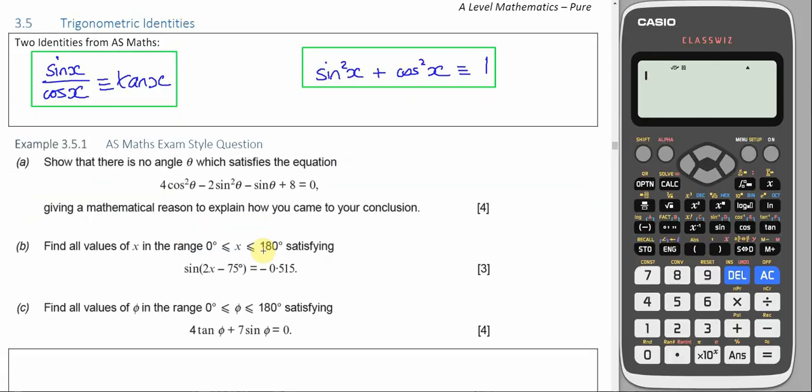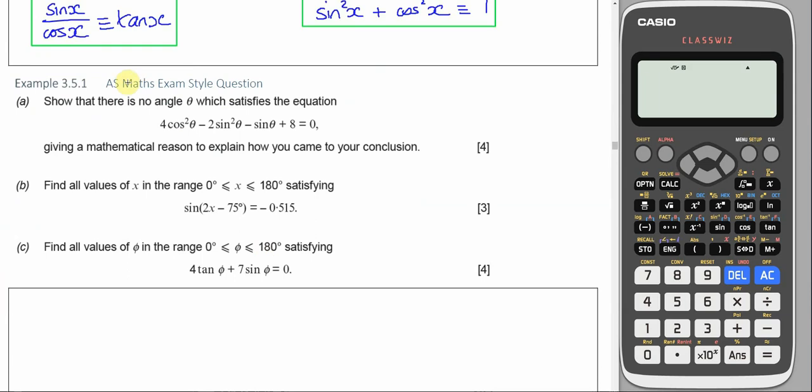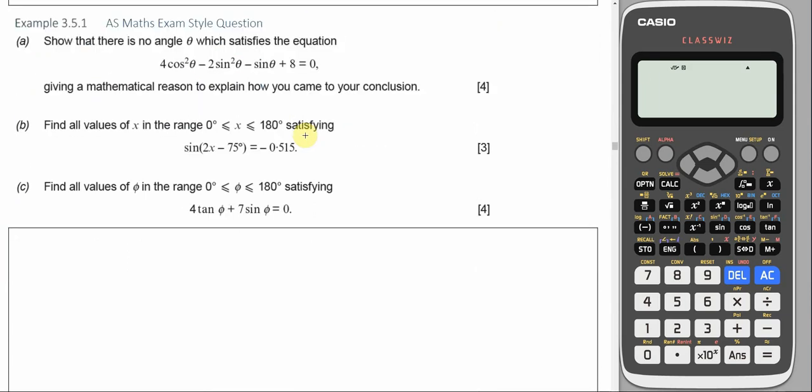So let's use them in this following example. This is an AS Maths exam style question. Part A, show that there is no angle theta which satisfies this equation. Let's take a close look at the equation. It's got cos squared, it's got sine squared, and it's got sine.